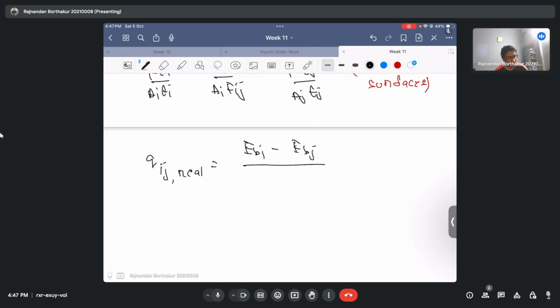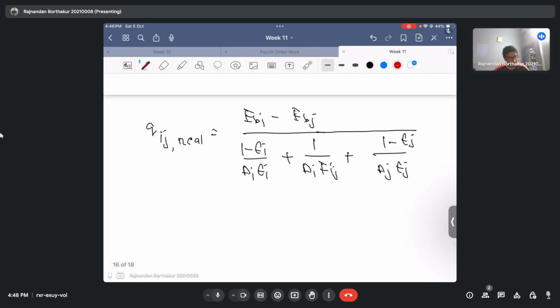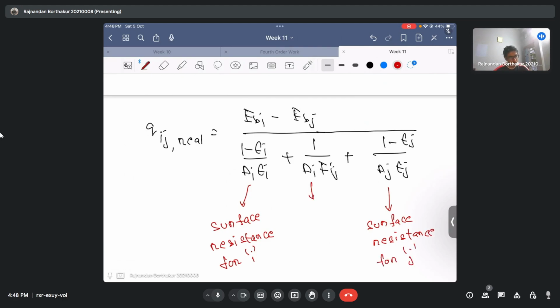So if I want to write Qij for a real surface, I will have the surface resistance for surface I, which is 1 minus epsilon I by AI epsilon I. I have 1 by AI Fij plus 1 minus epsilon j by Aj epsilon j, and this is precisely my net radiation exchange between two real surfaces, where, as I said, this is my surface resistance for I, this is my surface resistance for J, and of course this is the space resistance.